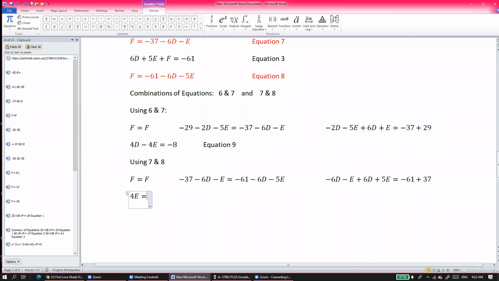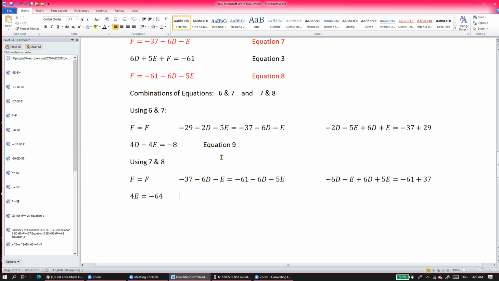4e is equal to what? I think ito is, ilang kaya yan? Negative 61 plus 37? Is it negative 64? Negative 64. So, negative 64. Tama ba ako? Ang value ng 4e is equal to negative 64. So, simplify natin. Kailangan tumama tayo, no? So, we divide both sides by 4.